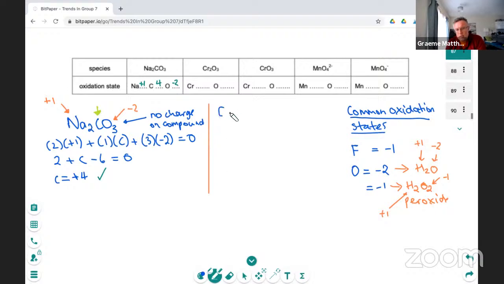Cr2O3. So again, straight off, I notice there's no charge in the compound.